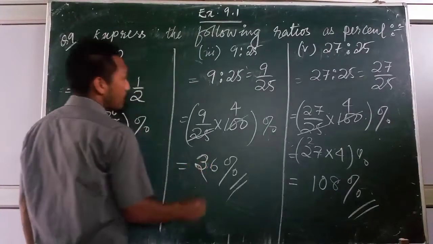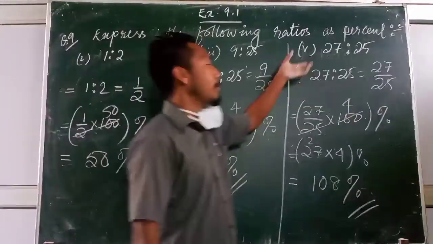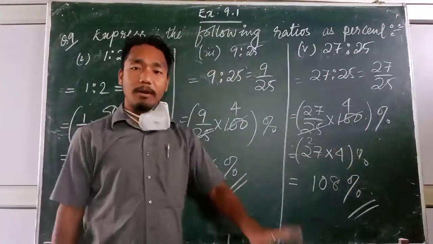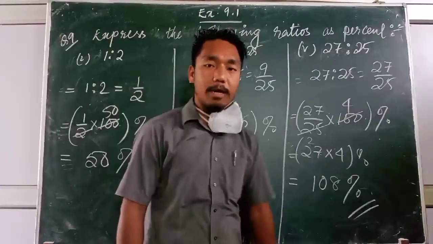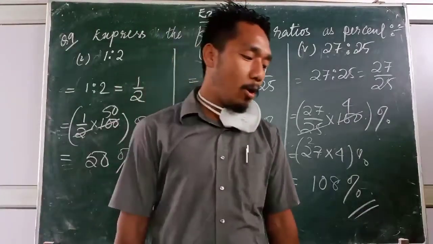So the first one is 26, the third Roman numeral is 36, and Roman numeral 5 is 108, and the remaining you have to do by yourself. Okay, this is the end of your 9.1.